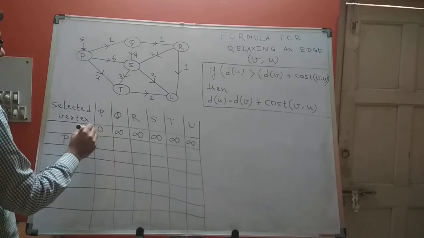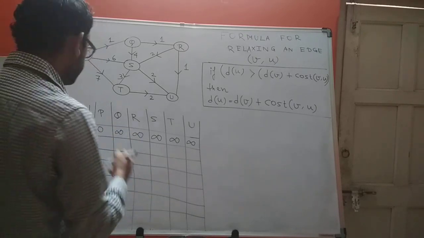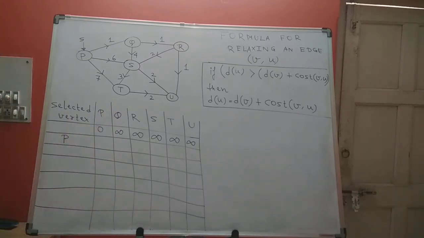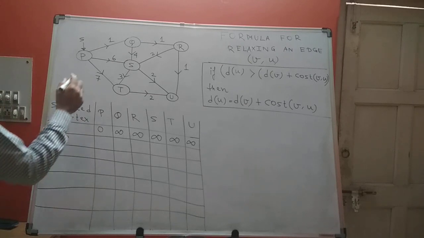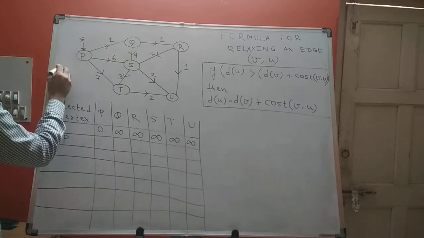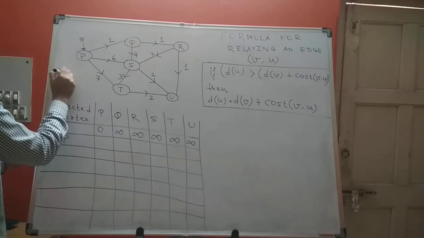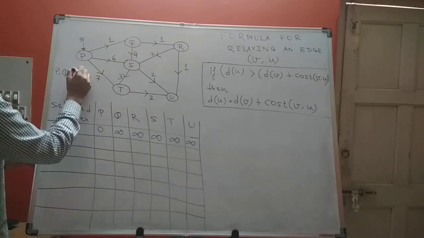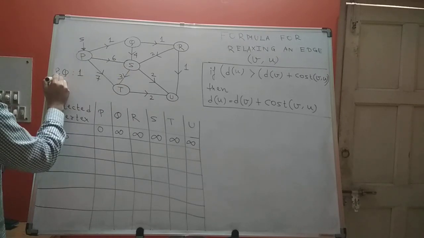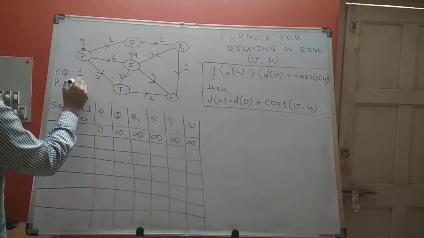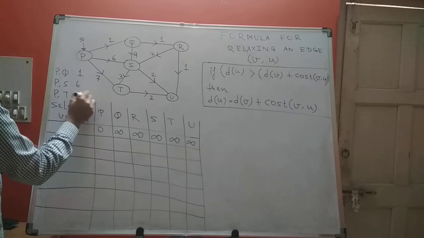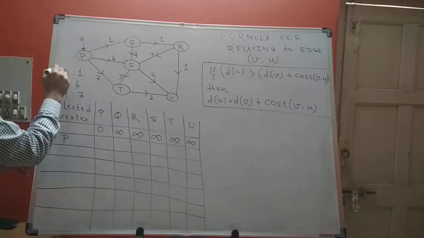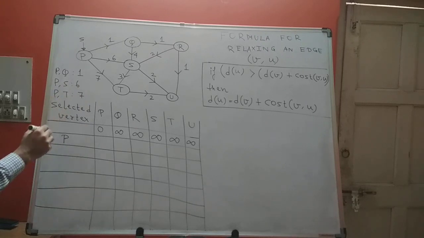Now after selecting vertex P, I will list out all the outgoing edges from P. So what are the outgoing edges from P? If you look at the graph carefully, you will find that P has a few outgoing edges. The first outgoing edge is towards Q. So PQ is an outgoing edge and it has a weight of 1. PS is an outgoing edge and it has a weight of 6. And PT is an outgoing edge and it has a weight of 7. So what I'll be doing is relaxing every edge: PQ, PS and PT. So let's start one by one.